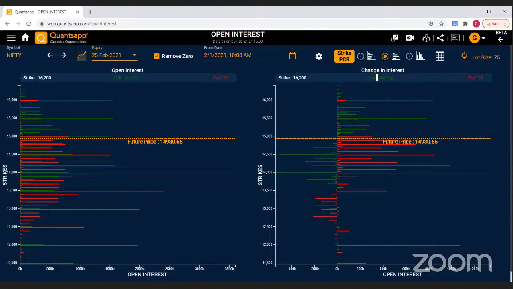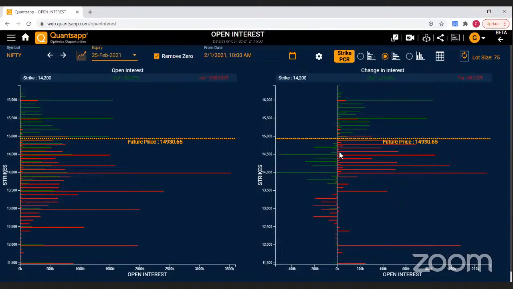But I'm looking into the change in open interest. Particularly, this is the change in open interest for the expiry. That tells me that this is my expiry. Put writers are standing here, call writers are standing here. You can see there's a shift that is happening on the writing side.